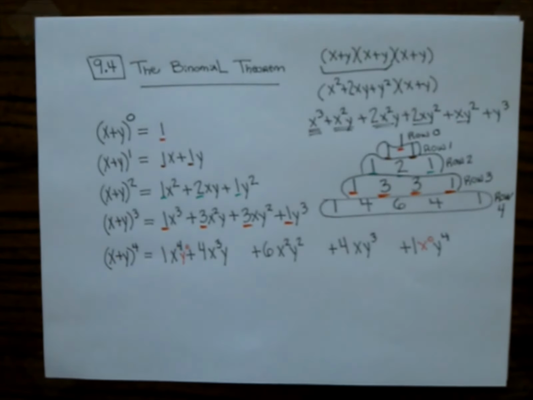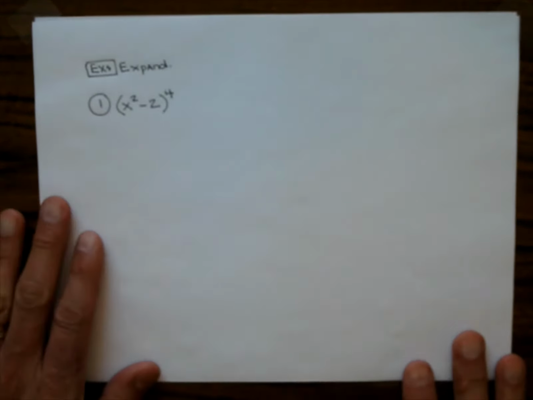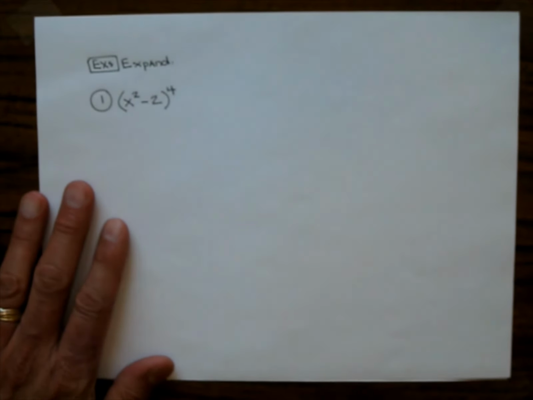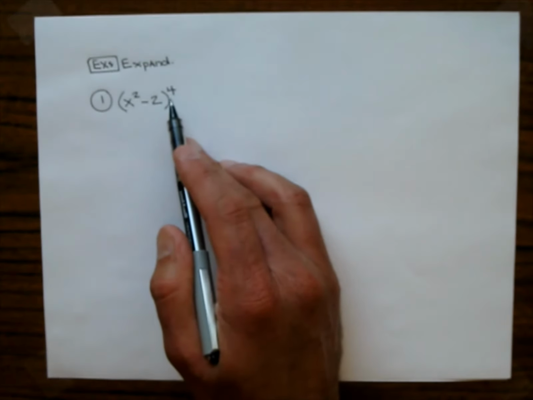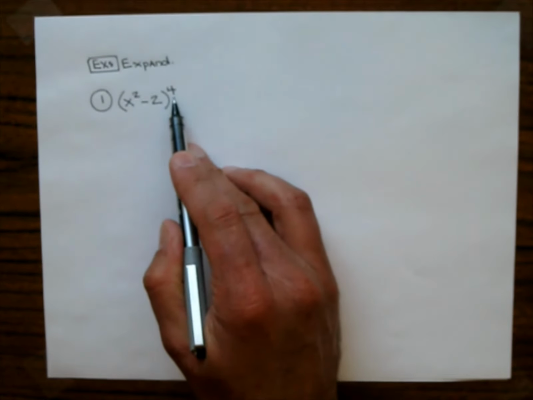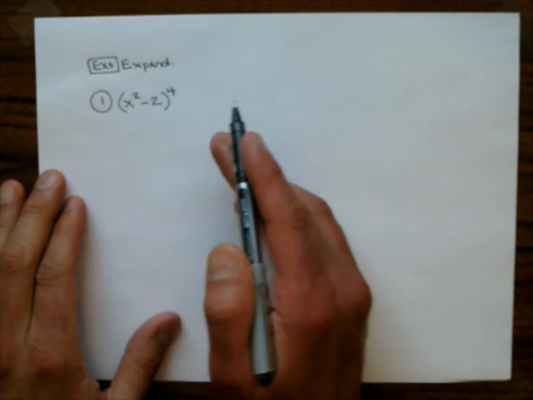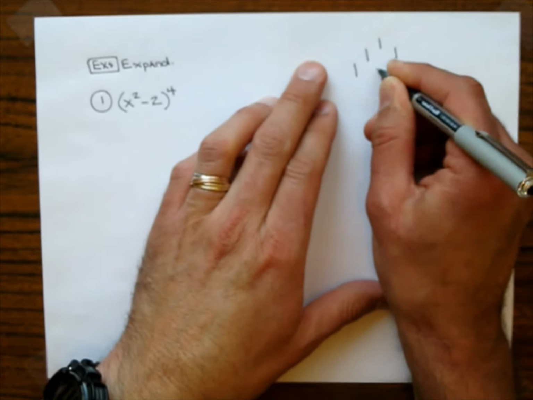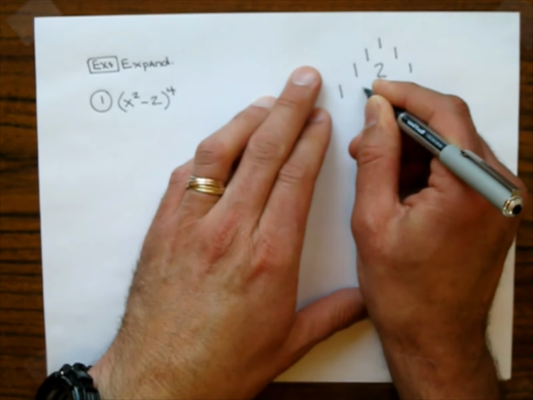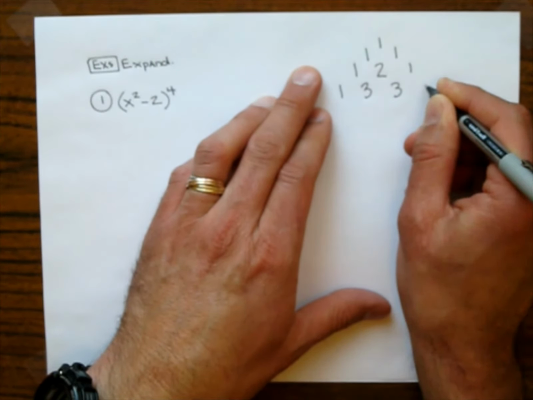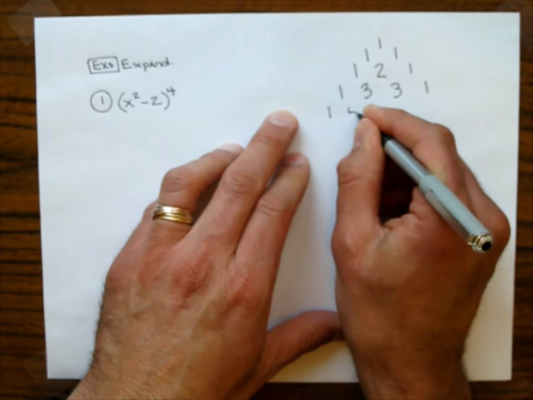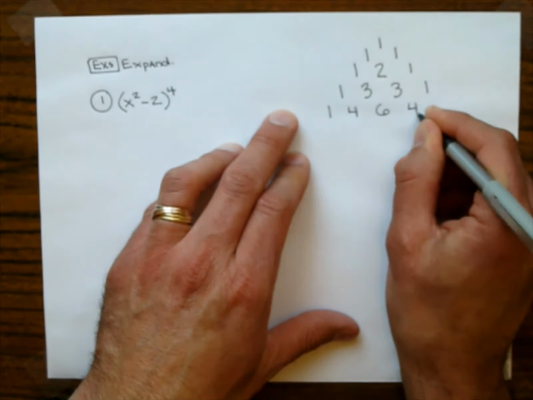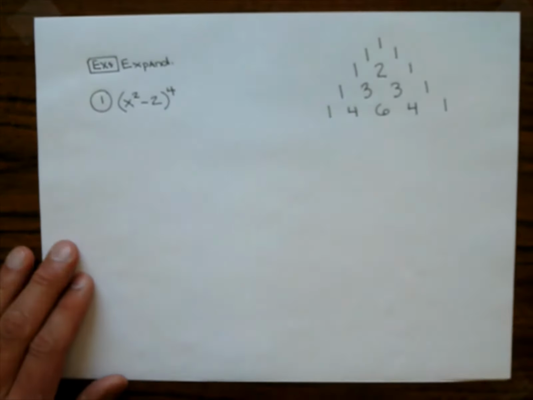Let's go ahead and do some problems now. So you get stuff like this in your homework. Expand this. What we're going to do is, we see it's to the 4th power, so we're going to go to row 4 on Pascal's triangle. So I'm going to write out Pascal's triangle here. It's the same thing I wrote on the other page, and I'm going to row 4, which is that one right there.